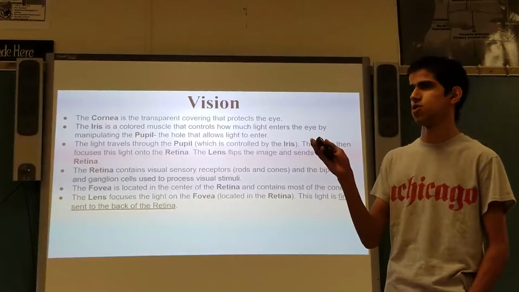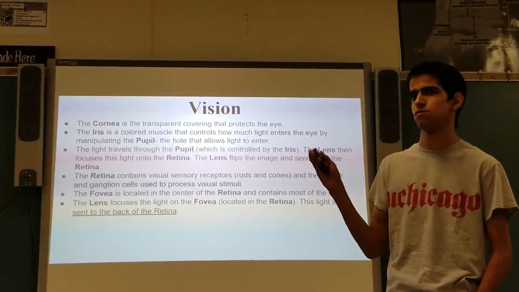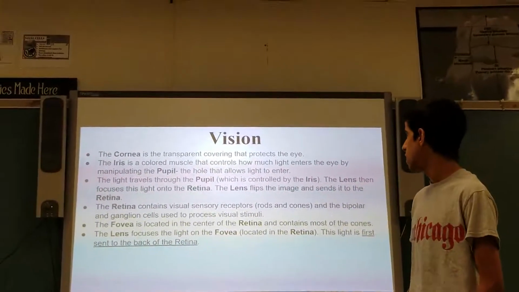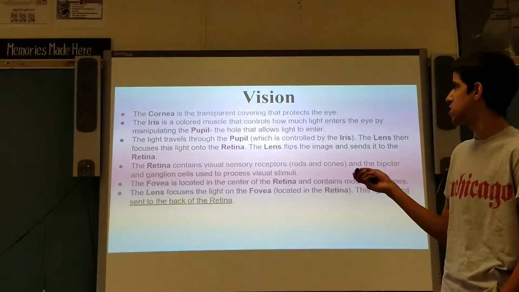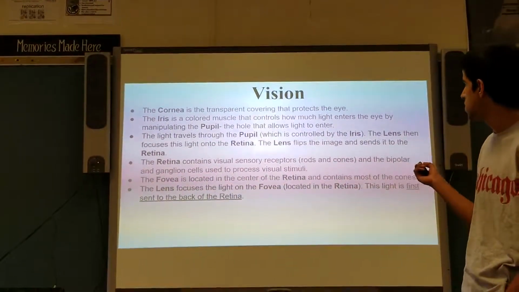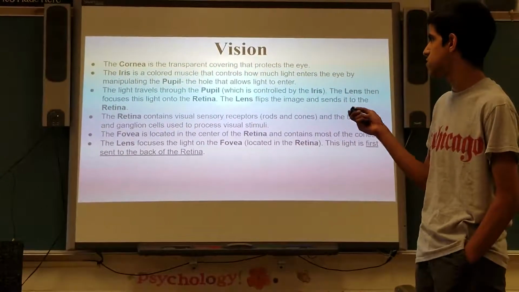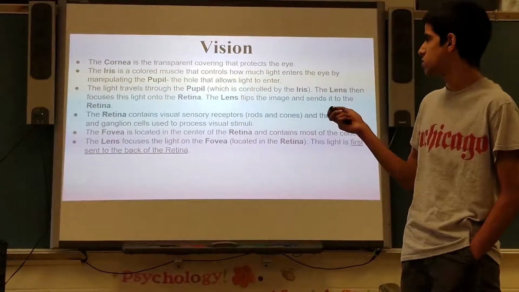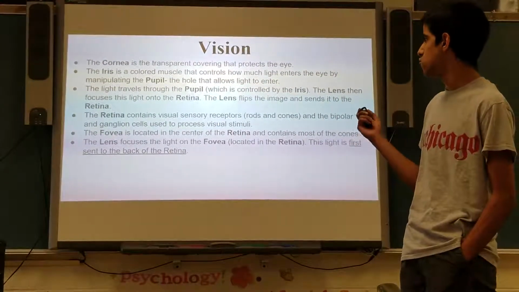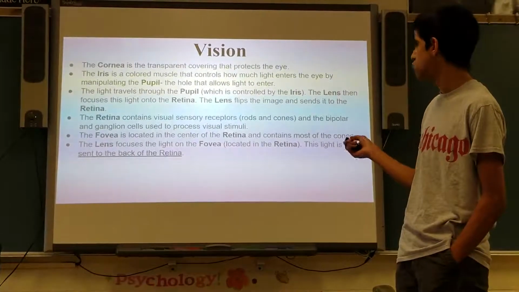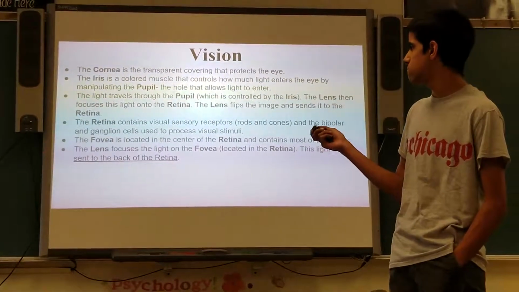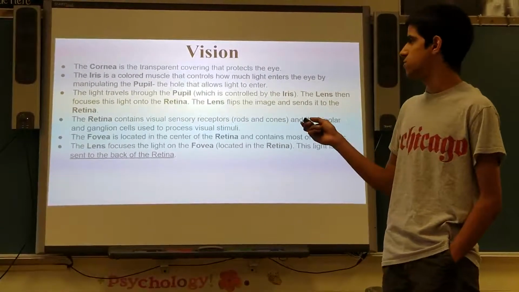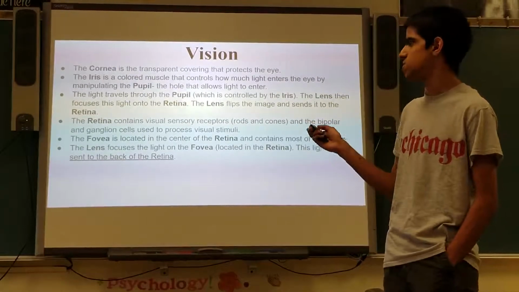When the lens adjusts the light to put it onto the fovea, it's called accommodation. I doubt you'd be asked about that, but I figured I'd say it. The retina contains the visual sensory receptor cells, which are rods and cones, and the bipolar cells and the ganglion cells used to process the stimuli. So the fovea is the center of the retina, it's the center of focus, and it contains most of the cones. And then the lens focuses the light onto the fovea, and light is first sent to the back of the retina because the receptor cells are in the back.